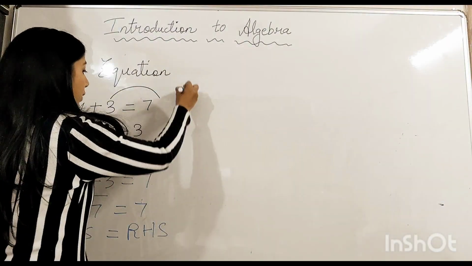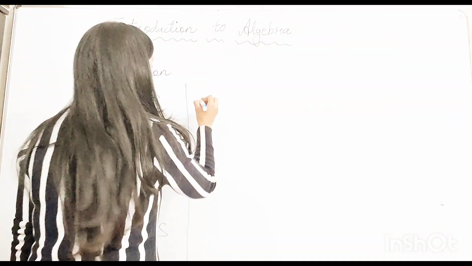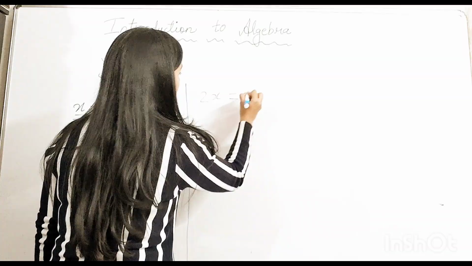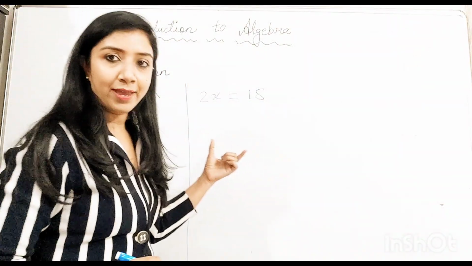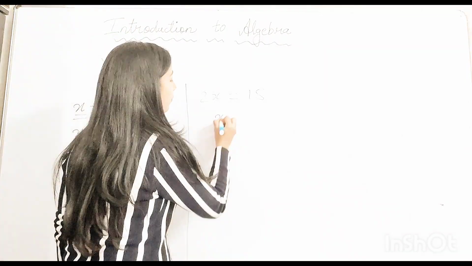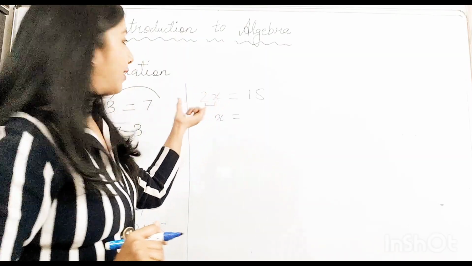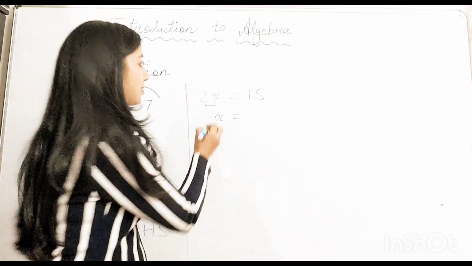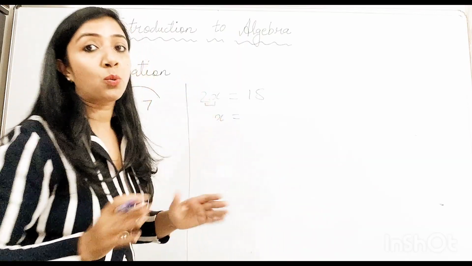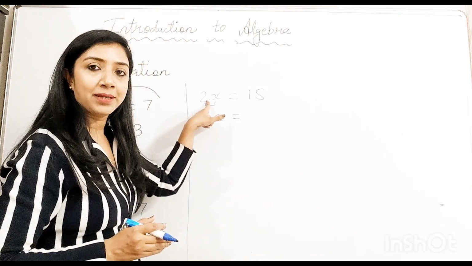Now I am going to give you one more example where we will see multiplication. 2x is equals to 18. Now here also we need to find the value of x. So when we find the value of x, what is the relationship between this 2 and x? Can anyone tell me? Yes? What is the relationship between 2 and x? Nothing is there, that means it is a multiplication sign, because there is no other sign, no addition, no subtraction, no division. That means it's a multiplication sign.